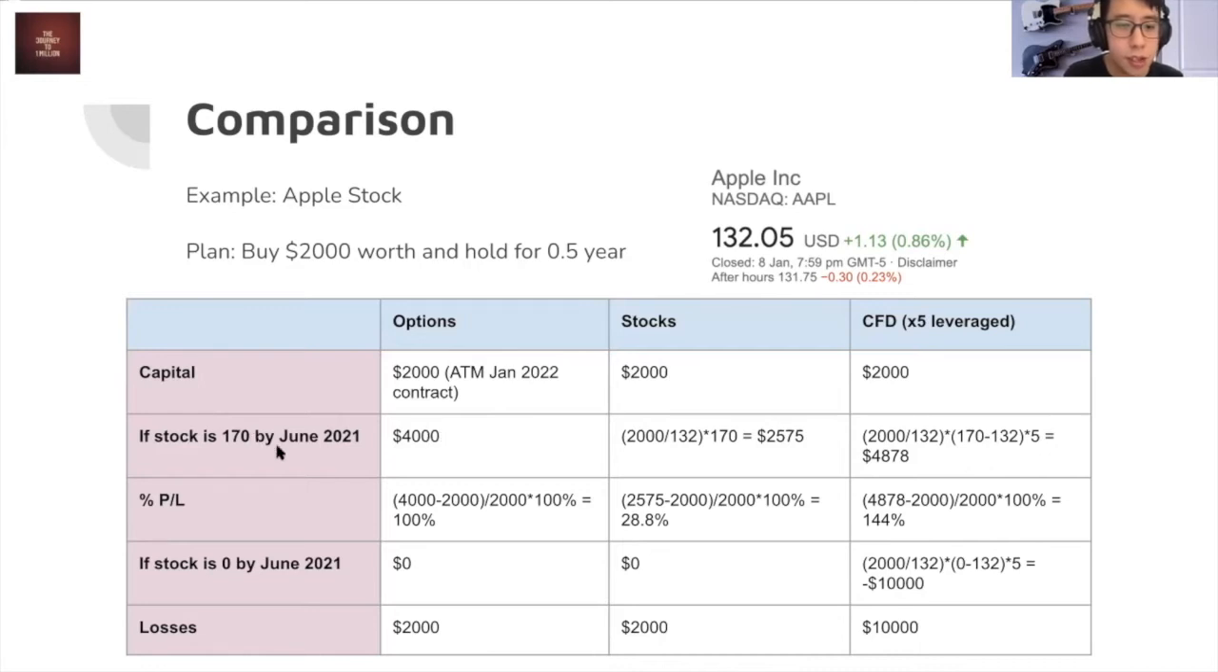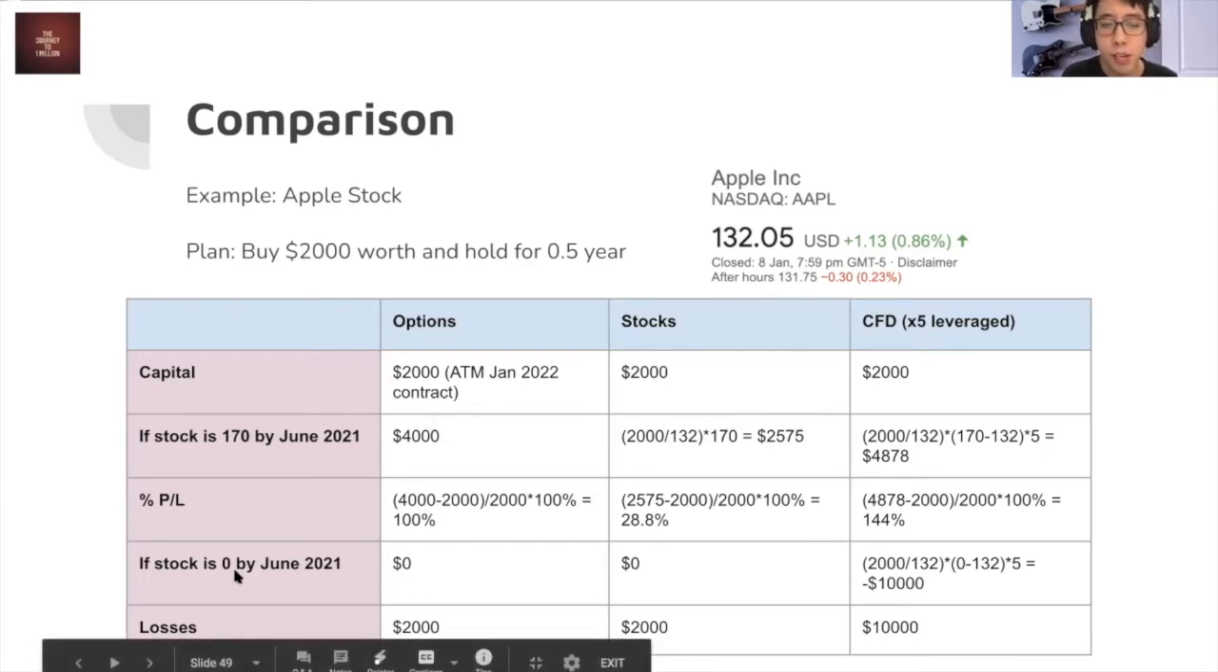Okay. So let's say example one, if the stock is 170 by June 2021, the options contract will increase because of intrinsic value, but the time decay will kick in. So it's decaying in time, but it's not that much because you still have more time until expiry. So this increase in options price is mainly with regards to the intrinsic value of the options. So in this case, 4,000 minus 2,000, your return is actually 100%.